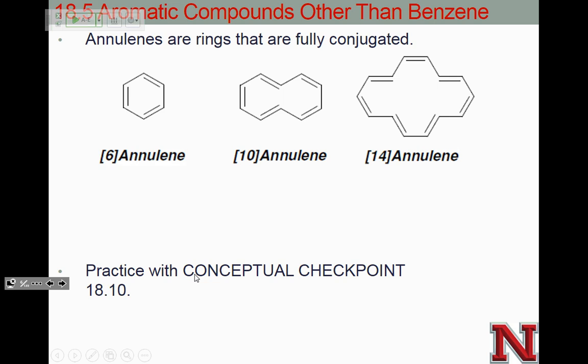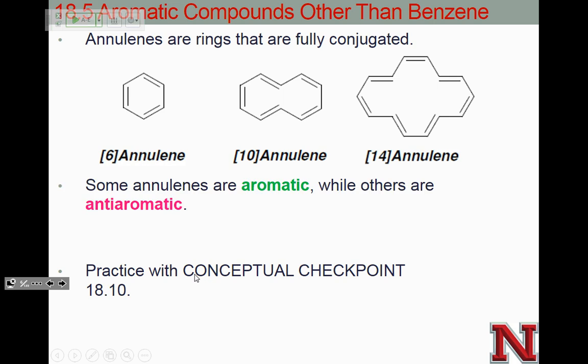A term for a ring that is fully conjugated is annulene. Benzene is part of that. We don't typically talk about it as 6-annulene, but it could be considered that, with 6 pi electrons, the same as our benzene. But 10-annulene and 14-annulene are also considered fully conjugated systems. Some annulenes are aromatic while others are anti-aromatic.